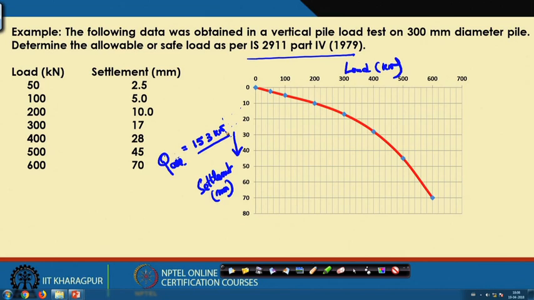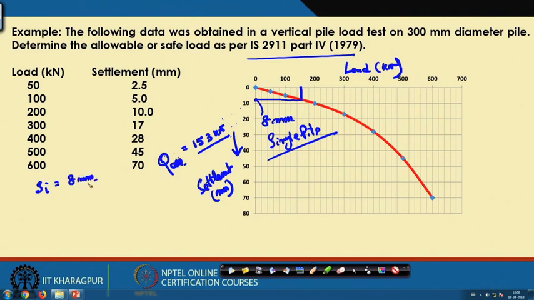Now, corresponding to 153, with the loads 110, 140, 153, the settlement is coming out to be 8 millimeter, and that is for the single pile. Because this was the single pile load test data, I can write that my Si is 8 millimeter.